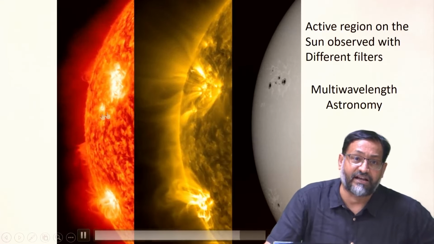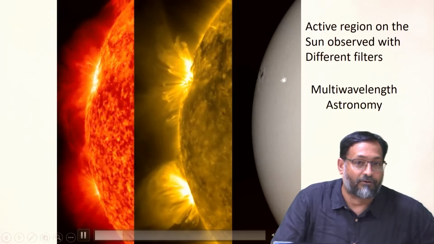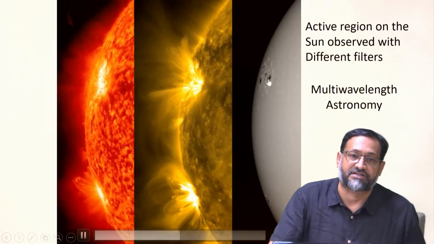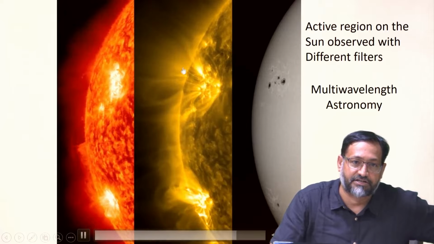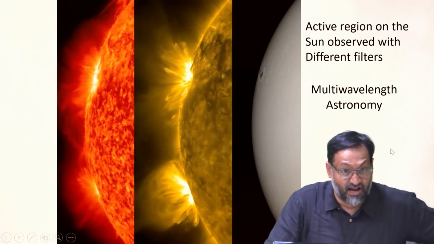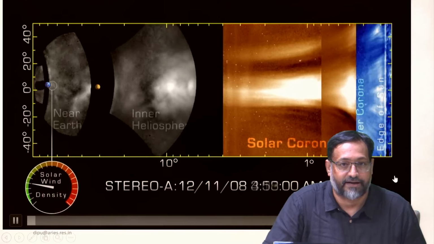So what you can very clearly see is that everything is linked somehow. The location of the same magnetic regions on the surface of the sun, which are the sunspots, are connected by these magnetic structures, and they are all linked between these different layers of the atmosphere of the sun. So it is again important to do multi-wavelength study for a complete understanding.